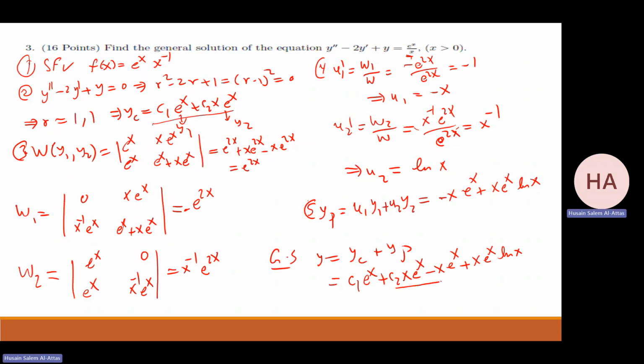You notice this, I can make it one constant. Let's call C3, C2 minus 1. So that will be C1 e to the power X plus C3 X e to the power X plus X e to the power X then X.